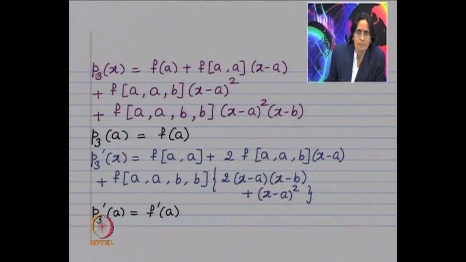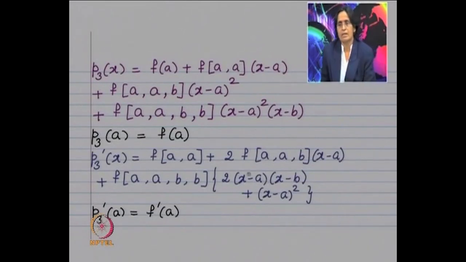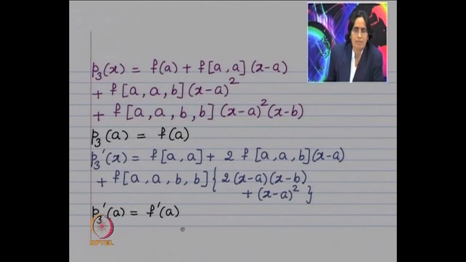Take the derivative of p3. This being a constant term, its derivative will be 0. So, you will have f[a, a], then the derivative of this will be 2 times (x minus a) into f[a, a, b], plus this divided difference, and then by the product rule this will be 2 into (x minus b) plus (x minus a) square. When I put x is equal to a, there is an x minus a term here, an x minus a term here and an x minus a term here. So, p3 dash at a is equal to f dash at a. So, this p3 interpolates the function value at a and its derivative at a.